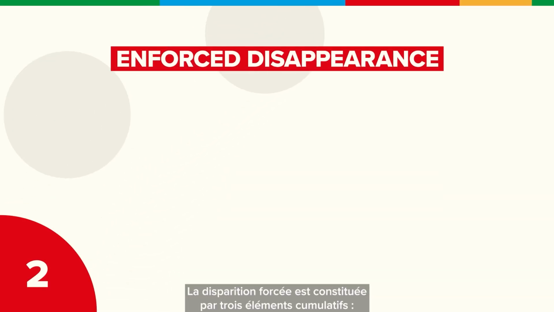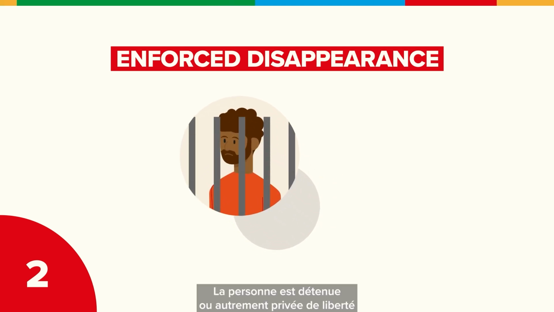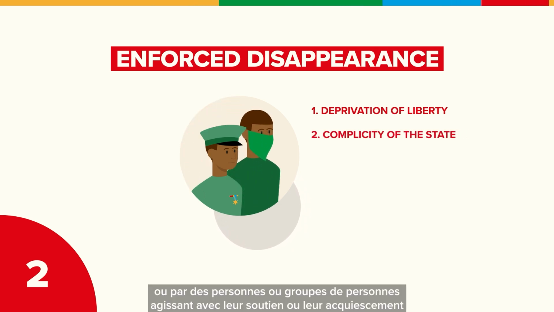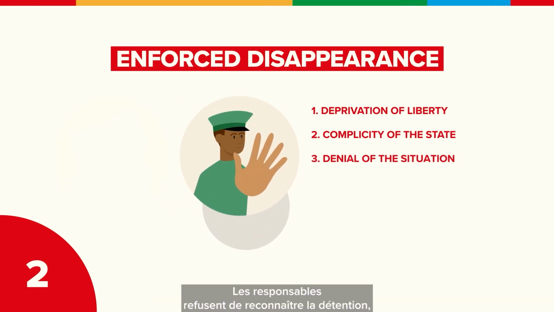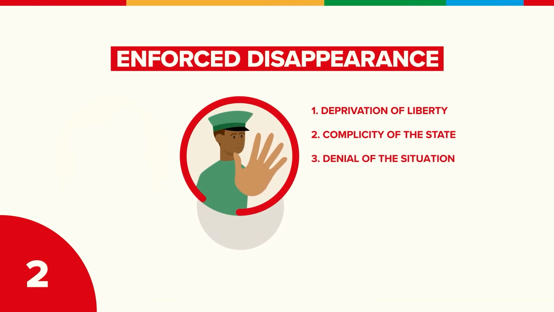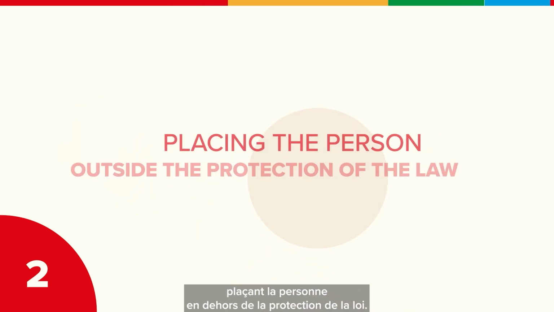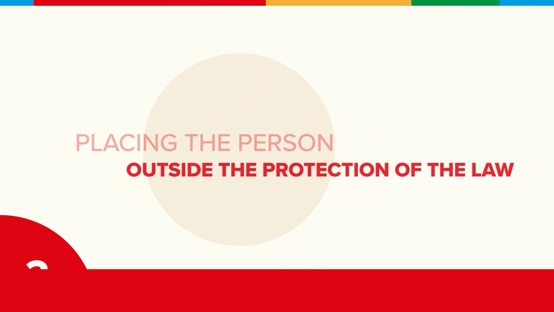Enforced disappearance is constituted by 3 cumulative elements. The person is detained or otherwise deprived of liberty. The deprivation of liberty is carried out by state agents or by persons or groups of persons acting with their support or acquiescence. Those responsible refuse to acknowledge the detention or conceal the concerned person's fate or whereabouts, placing the person outside the protection of the law.